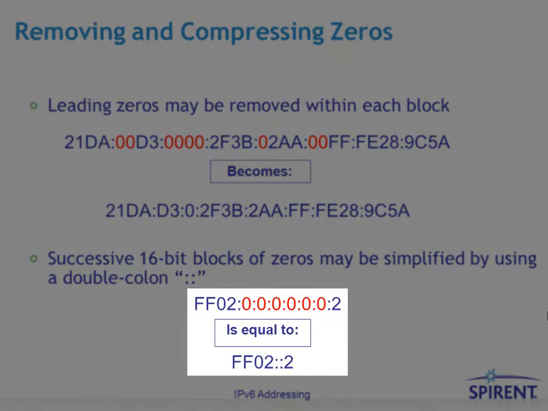Also, successive 16-bit blocks of zeros may be simplified or compressed using a double colon. So a long string of bytes that are all zeros, in this case FF02:0:0:0:0:0:0:2, can actually be represented as FF02::2.